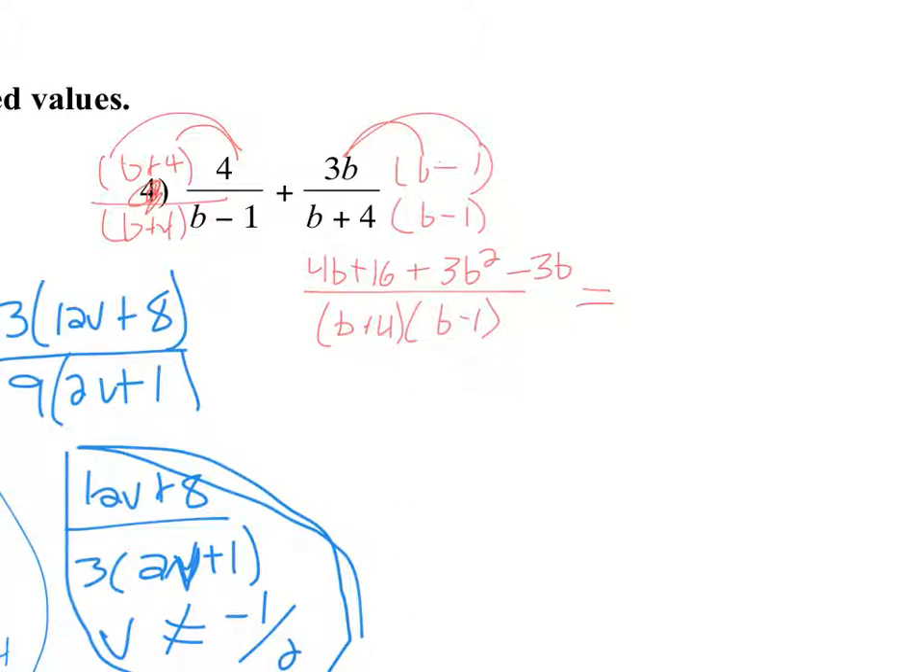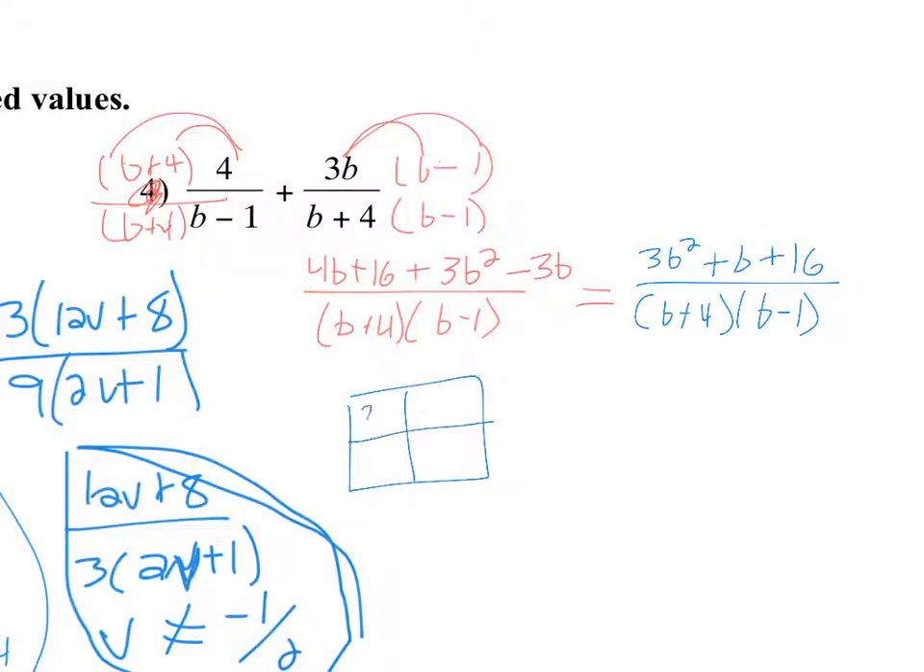Hey, I noticed that I've got a b squared, a couple of b's that can be combined, and then a 16. I'm going to put it in standard form because I bet you I'm going to try and factor it next. So I've got the 3b squared. I've got 4b minus 3b, so that's just a positive 1b, and then 16, so plus 16. All of that over b plus 4 times b minus 1. And I bet you anything that this numerator is going to factor, so let's try it out.